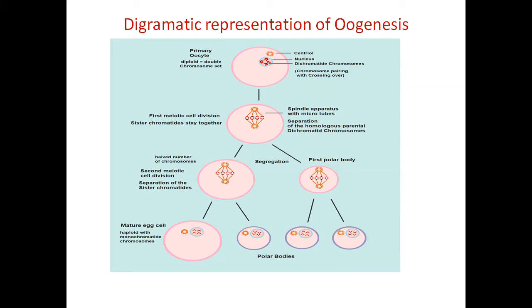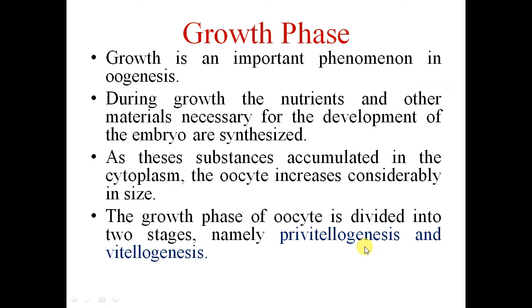Here you can see the diagrammatic representation of oogenesis. The primary oocyte grows slightly. Due to meiosis I, it divides into one larger cell, which is the secondary oocyte, and one smaller cell, which is the first polar body. The larger cell again divides into one larger cell, the mature egg cell, and one polar body. The first polar body also divides into two cells, which are called secondary polar bodies.